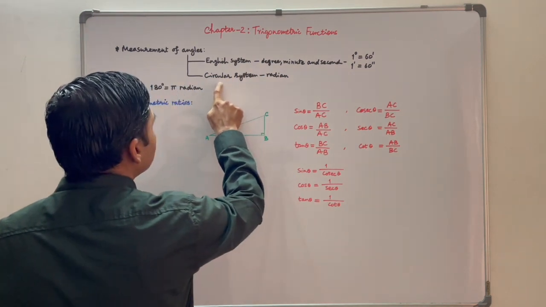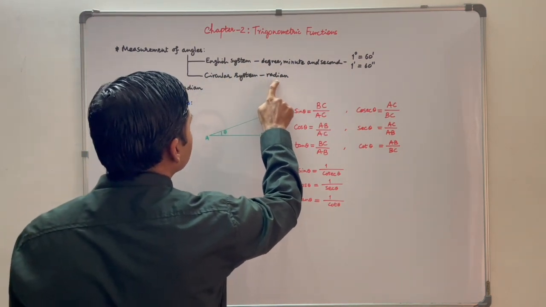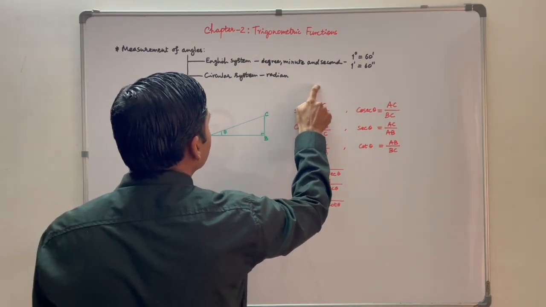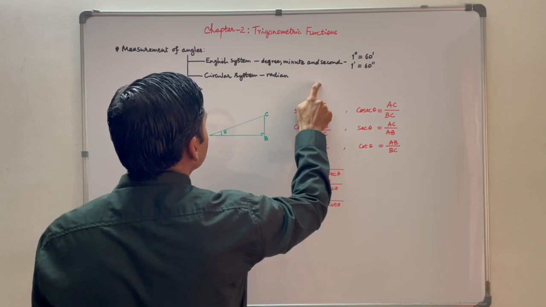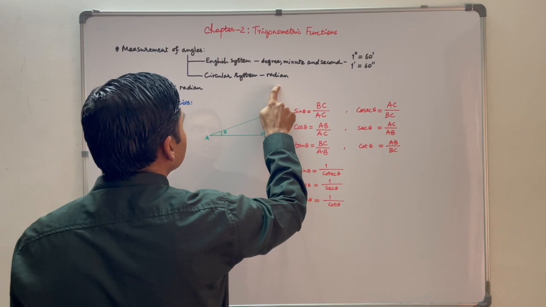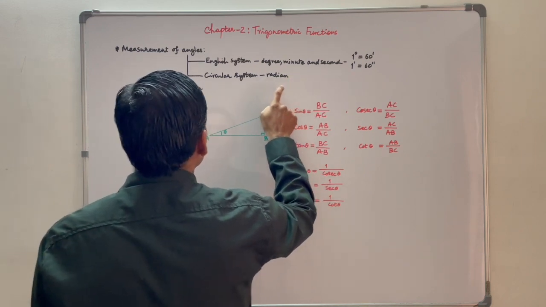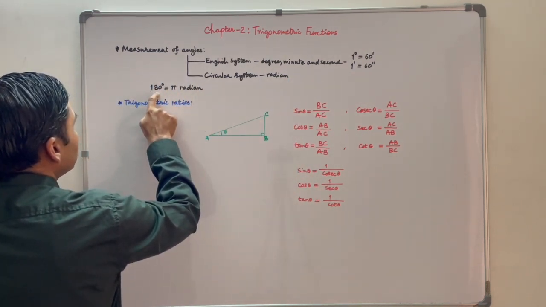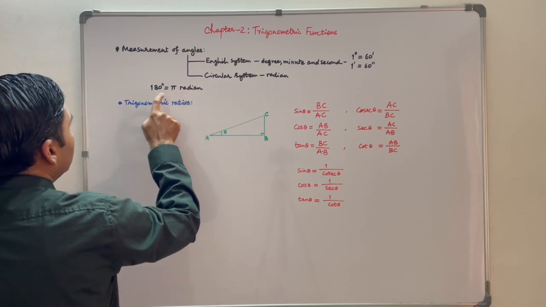In circular system, angles are measured in radian. One full circle is equivalent to 2 pi radians, and that is also equal to 360 degrees. So 360 degrees is equal to 2 pi radians, or 180 degree is equal to pi radian.